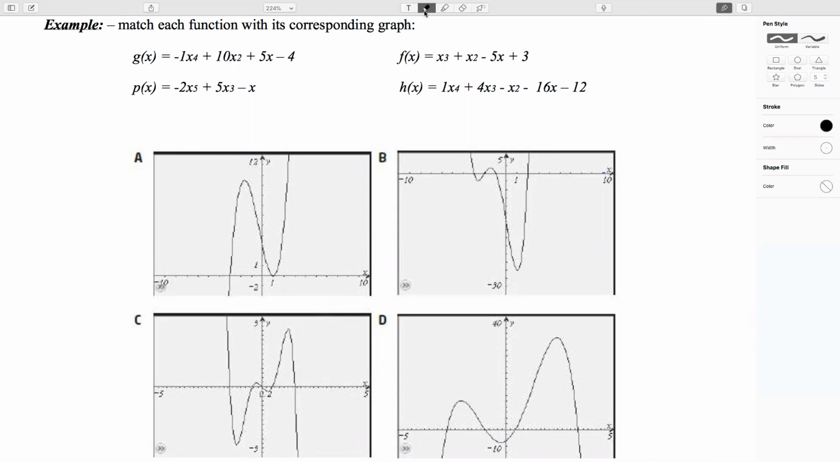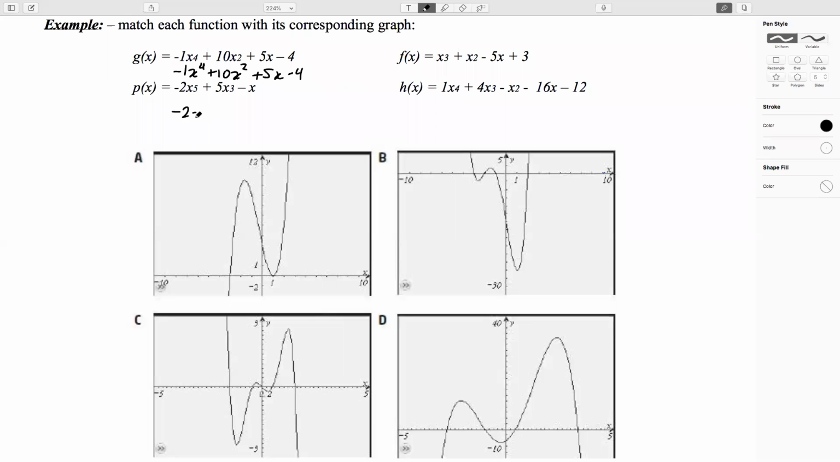So I'm going to have to kind of rewrite these because for whatever reason, when I turn this into a PDF, it kind of botched my function. So this is minus 1x to the power 4 plus 10x squared plus 5x minus 4. So this one is a quartic function.